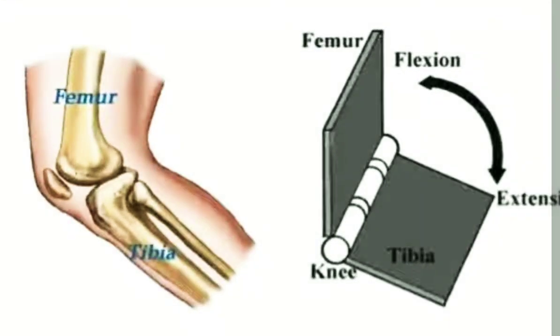Next is hinge joint. These joints are like the hinges in a door, which allow movement of the bone in one direction, that is, either up or down. Now, these joints are found in our elbows, fingers, knees, and toes.